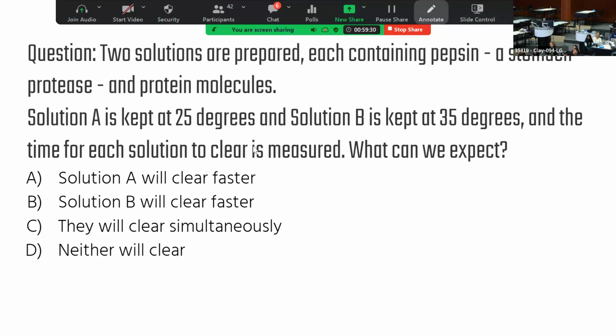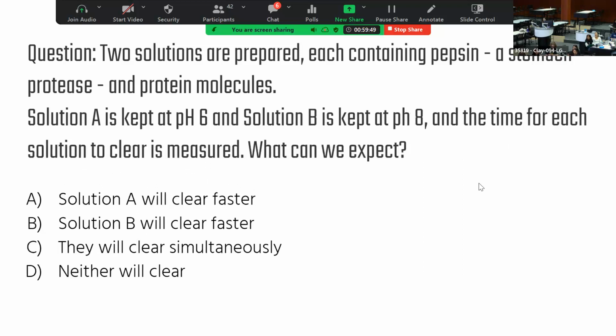Yeah, B. So this one here has to do with temperature and how enzymes function. So you should know that the higher the temperature, the faster the reaction will take place, up to a certain extent. There reaches a point where the enzymes then become denatured. Okay, and then have a look at this one here as well.